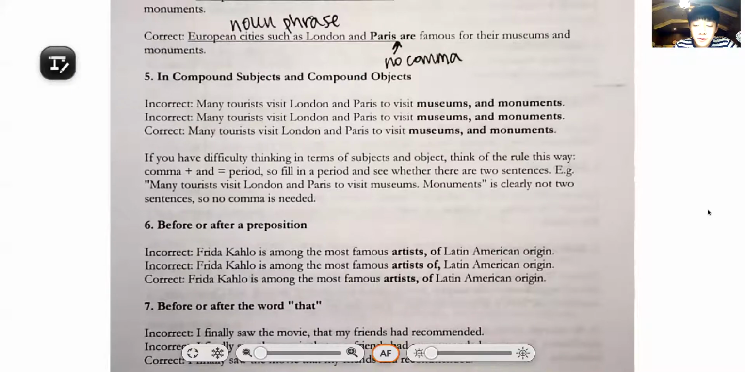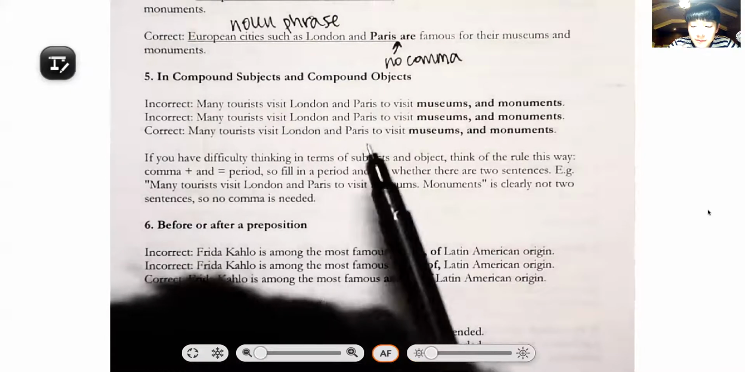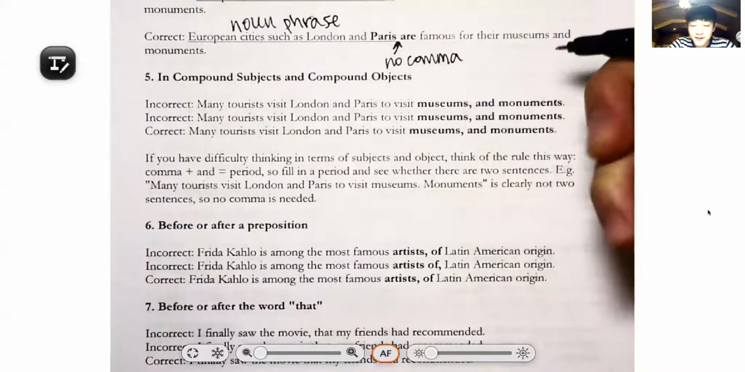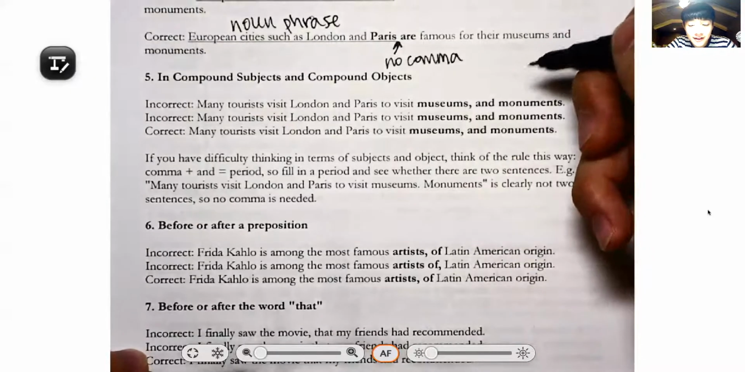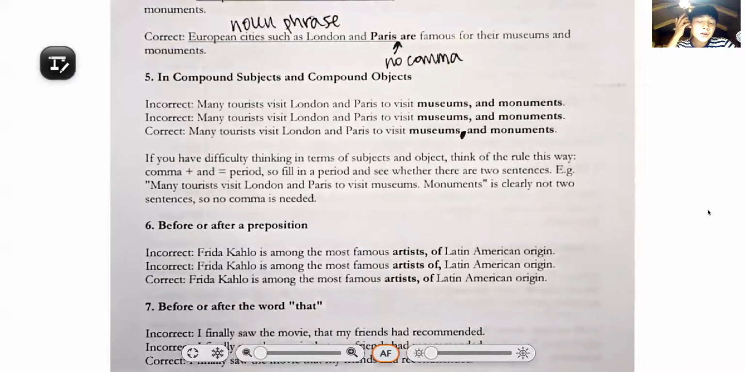So you'll notice right here that many tourists visit London and Paris to visit museums. Oh, see, they put the correct version here and forgot to delete this comma right here. There's not supposed to be a comma right there in the correct version. Many tourists visit London and Paris to visit museums and monuments.